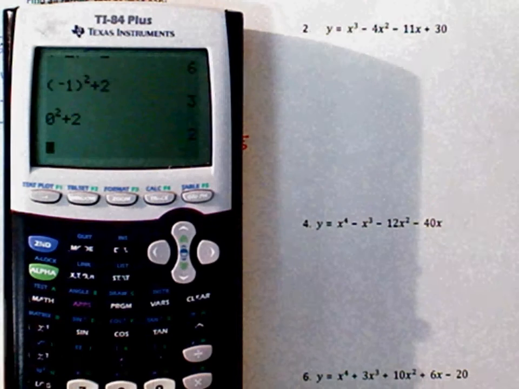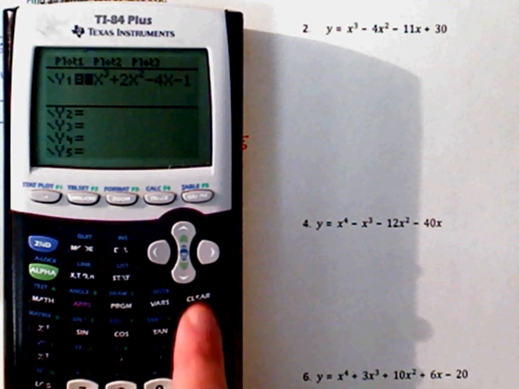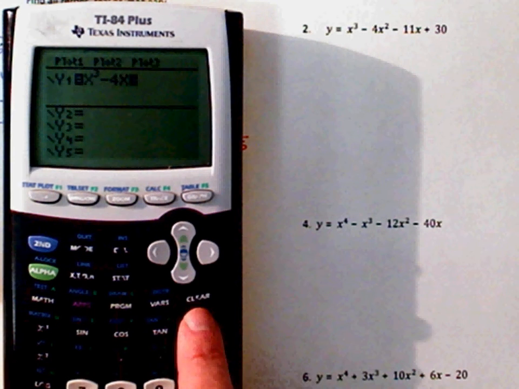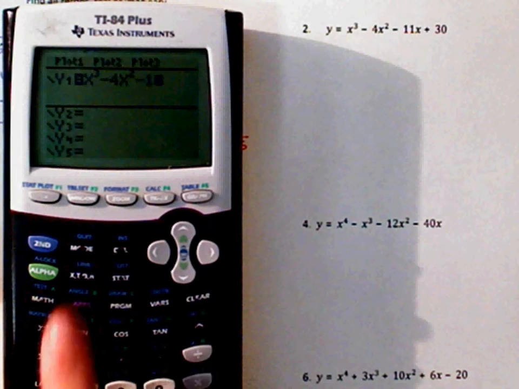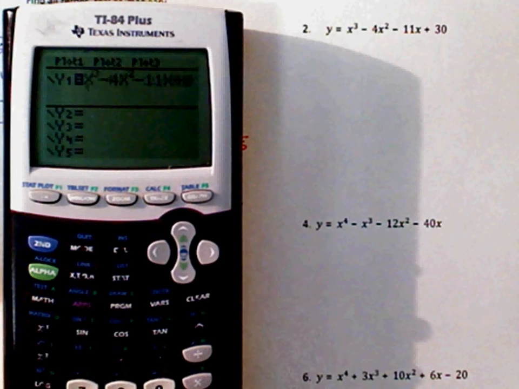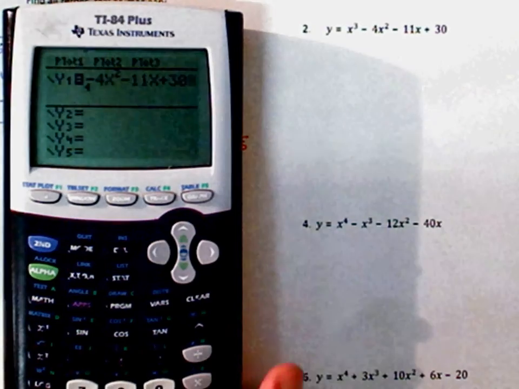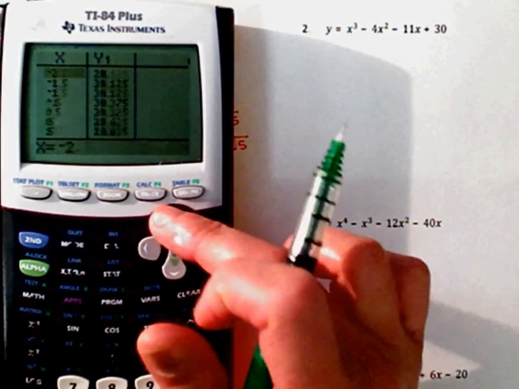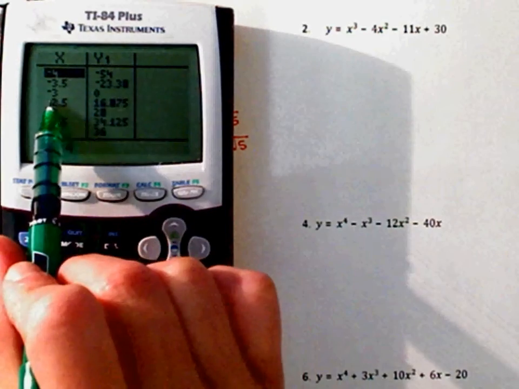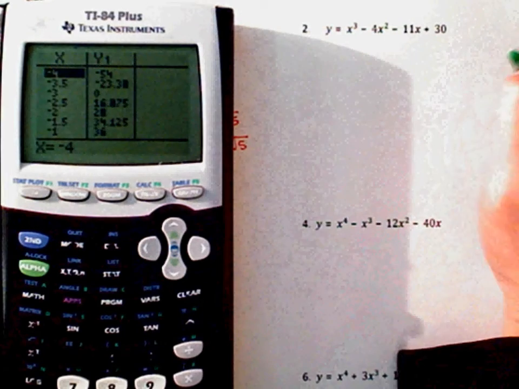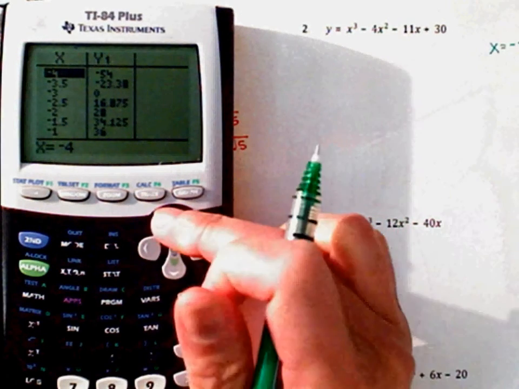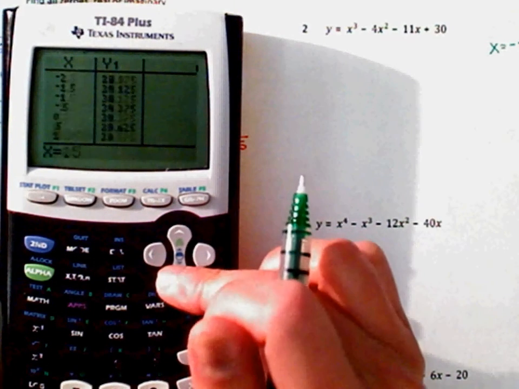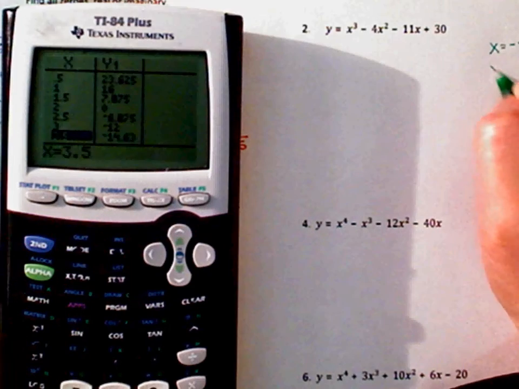So I'm going to turn this on and enter my equation. Clear. So x raised to the 3rd minus 4x squared minus 11x, make sure you type it in correctly, plus 30. There you go. Now, I can graph or I can hit second table, your choice. Notice I have negative 3 is equal to 0. So one of my solutions is going to be negative 3. Do you see another one yet? Oh, look, another one is 2. So x is equal to 2.